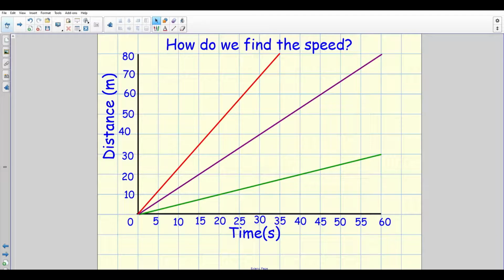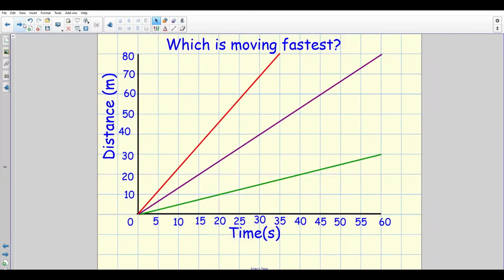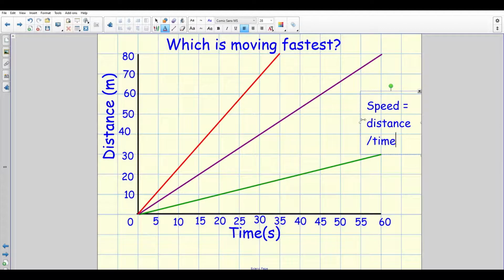So if we wanted to find the speed of these, we're going to need an equation, aren't we? So go back to our equations, and we wanted to find the speed, so we're going to be using this equation here, displacement, velocity and time. So we've got the distance or the displacement, got the speed or the velocity, and that's what we're wanting to find, and we know the time as well. So we rearrange that equation to speed equals distance divided by time. Alright, that should be something that you remember. That's the equation you've been doing since year 7.